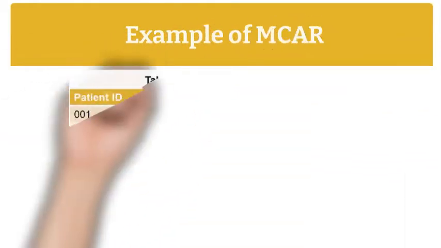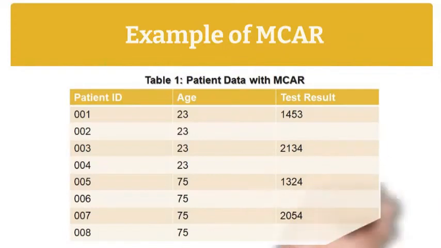Let us take a look now at this example. You will observe in this data set that there are four missing values. These four missing values are not related to the age and they are not related to the test result. What do I mean by that? If you look carefully, we cannot say that there seem to be more missing values for a certain age. Or we cannot also say that there seem to be certain missing values more for a specific type of test result, that is for a low value of test result or for a high value of test result.